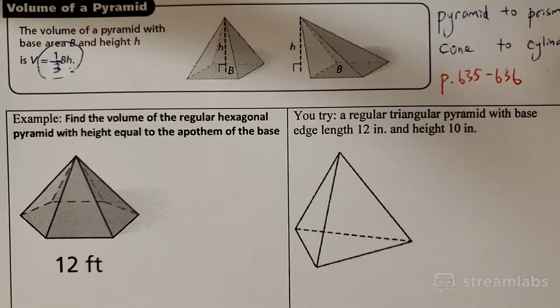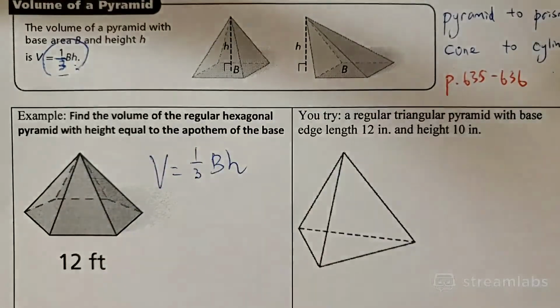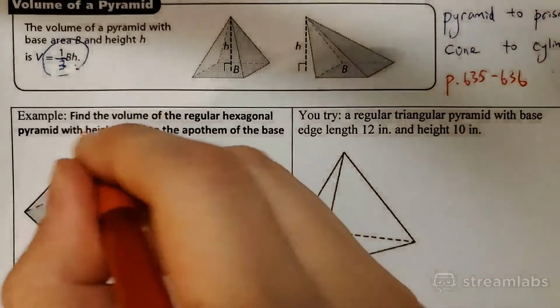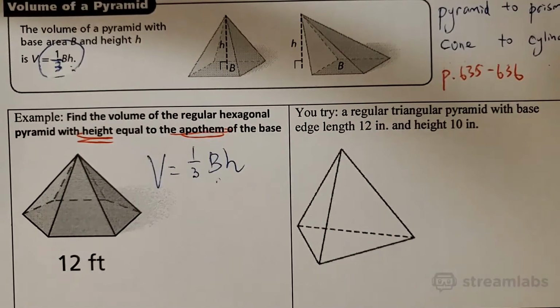Everything is the same, except your volume is 1/3 base area times height. So you still have to find the base area, and you still have to find the height. Here, they didn't give you the height, but they did tell you the height is equal to the apothem. Once you get the apothem, you get the height. Okay. Now, here we go. Next one.